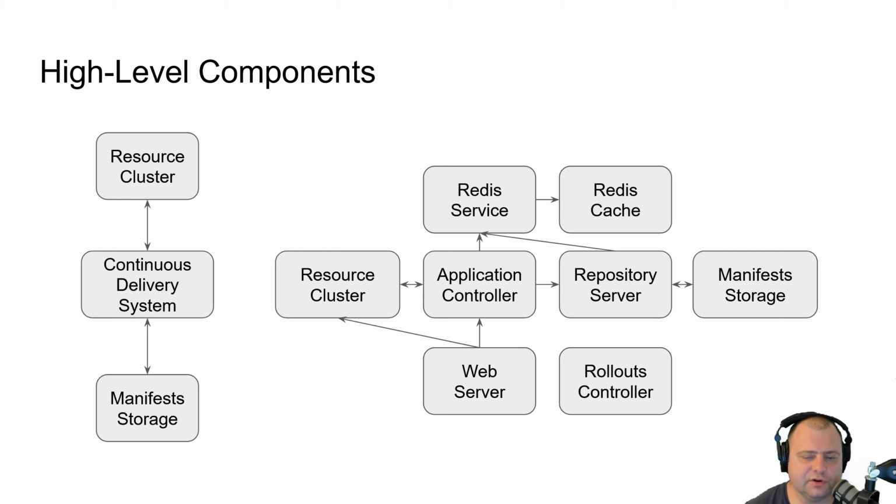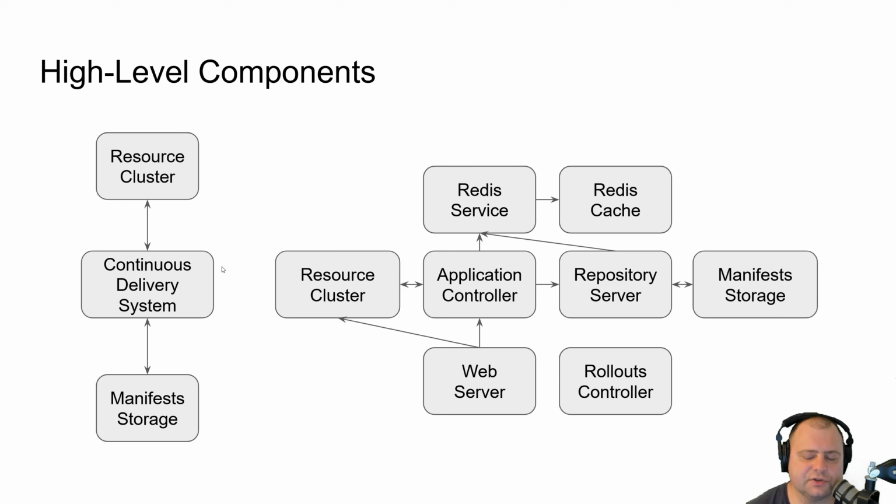Then an application controller, which we'll go over in a bit more detail. It basically takes care of reconciliation between what the manifests are and what they should be. A repository server takes care of working with repositories such as Git repositories, fetching the data and caching it. Then there is a web server, basically a UI for your system, to check the status of various applications, repositories, your current user information, etc.